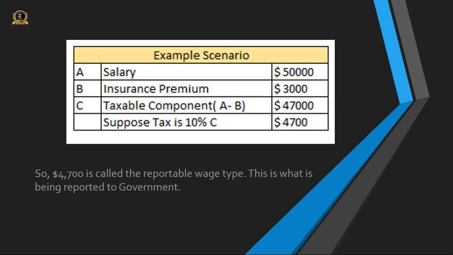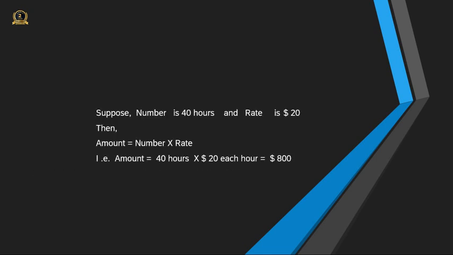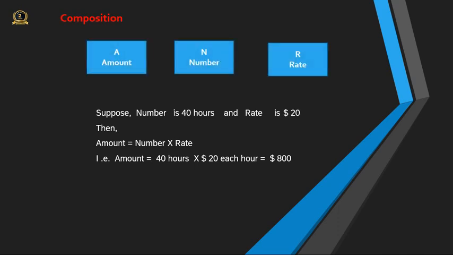Characteristics of wage types. When we talk about a wage type, it's not just a number, it's got personality, or rather, characteristics. A wage type is composed of amount, number and rate. For payroll we get amount and for time we get numbers. Later we multiply those numbers with rate to arrive at amount.